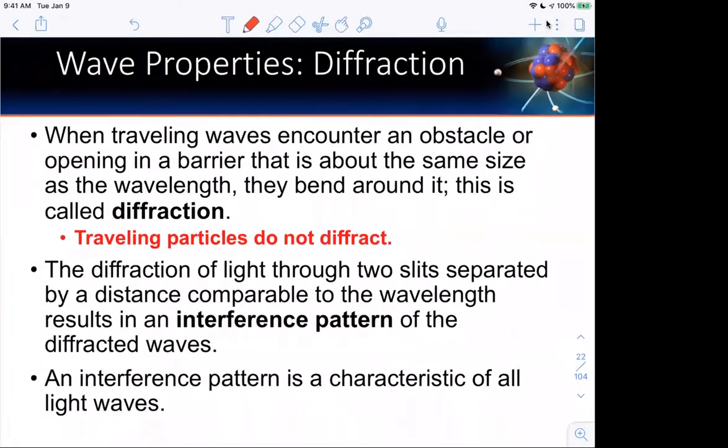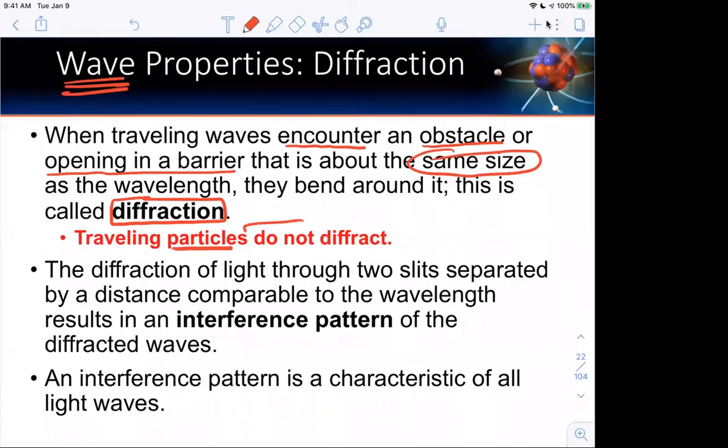There's another property of waves, which is called diffraction. Let's think about a wave that's traveling along, and then it encounters an obstacle or an opening in a barrier. Let's say this slit in the barrier is about the same size as the wavelength. Waves will actually bend around that barrier. This is what is known as diffraction. Now, this is a characteristic of waves.